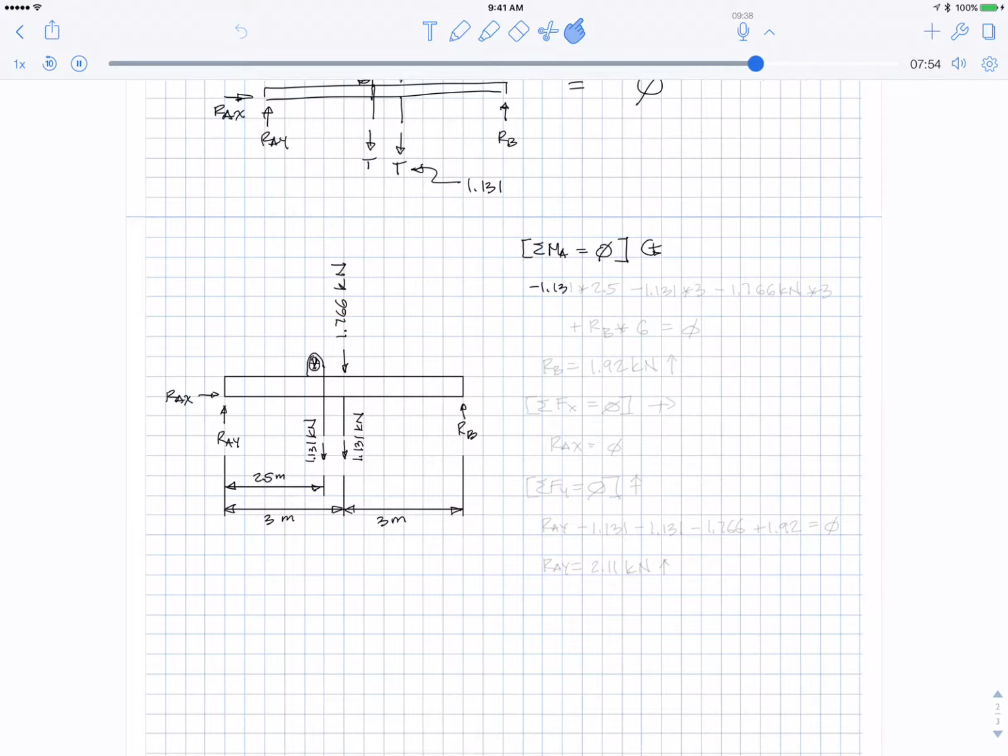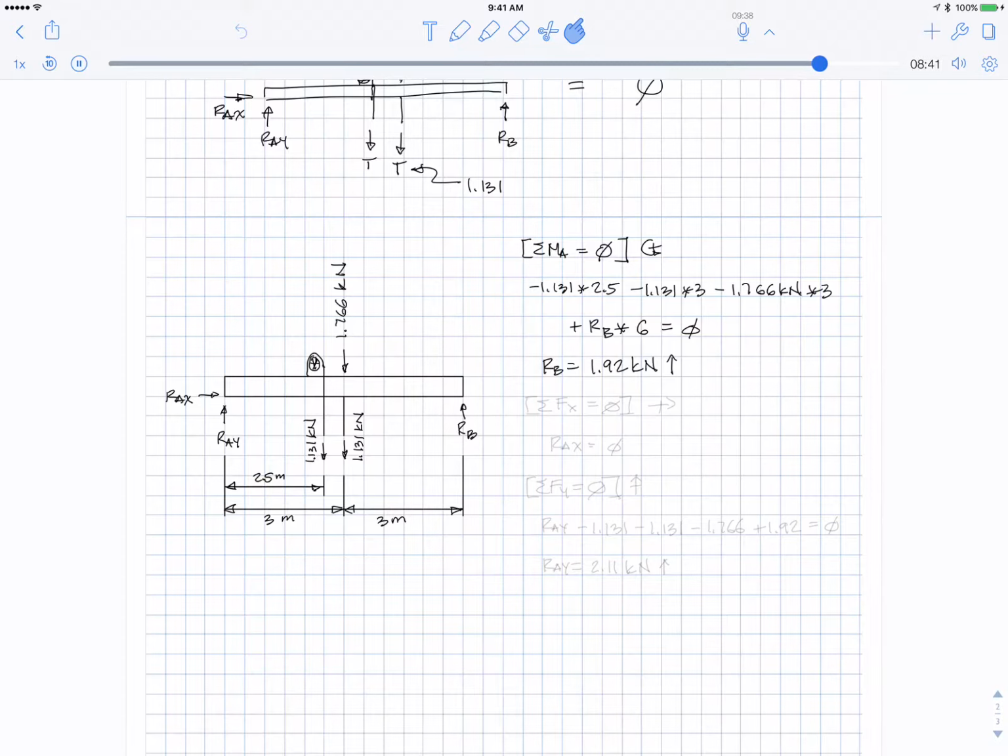Minus 1.131 times 2.5 counterclockwise. Minus 1.131 times 3 counterclockwise. Minus 1.766 kilonewtons, that's the total weight of the beam, also times 3. And finally, plus the reaction at B. That reaction is going counterclockwise around A, times 6. All equals 0. And that gives us that RB equals 1.92 kilonewtons up.